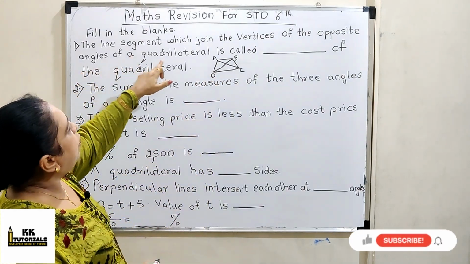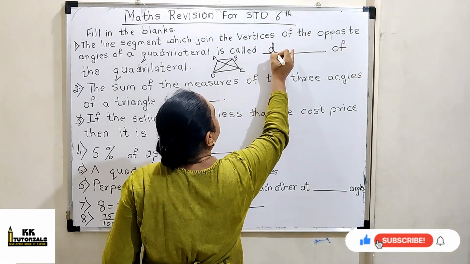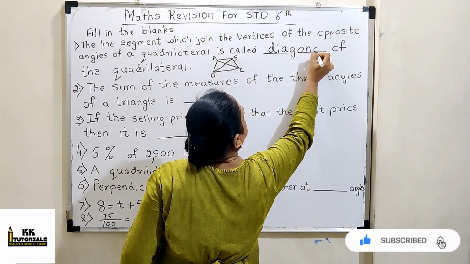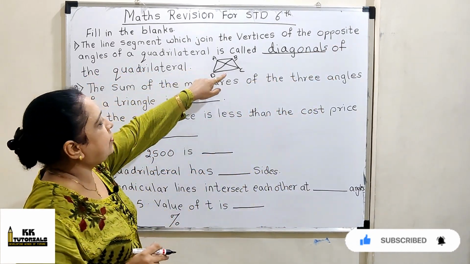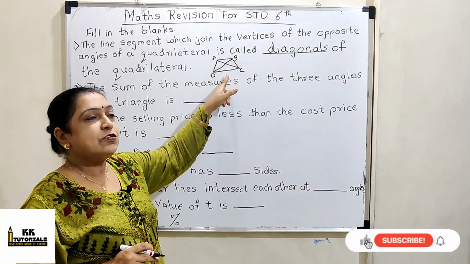Angles of a quadrilateral is called diagonals. Diagonals of the quadrilateral. These are the diagonals. AC and BD are the diagonals of this quadrilateral.